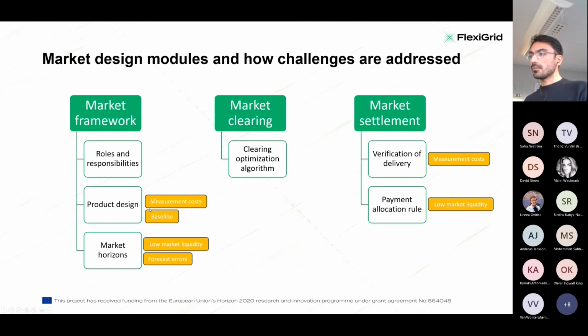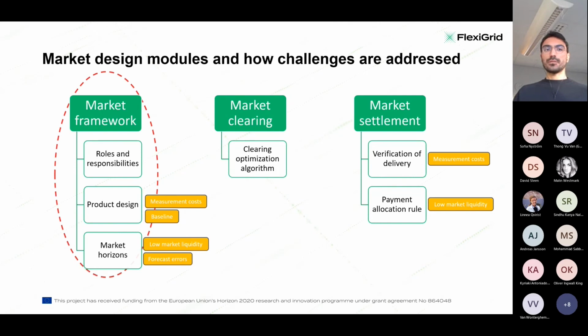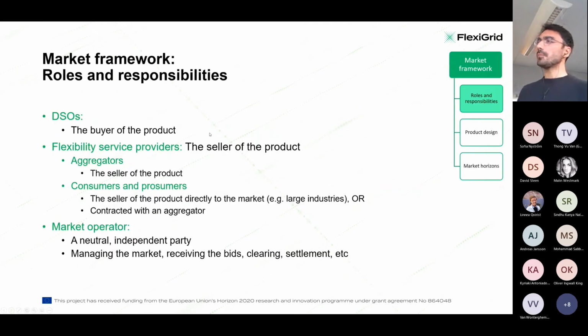So this is just a heads up: these are the challenges I was explaining before, and when I'm explaining each of these modules, I will show you these components here, which challenge we have tried to address. All right, let's start with the market framework. So first part, roles and responsibilities. This might be a bit trivial, but it's good to be presented anyway.